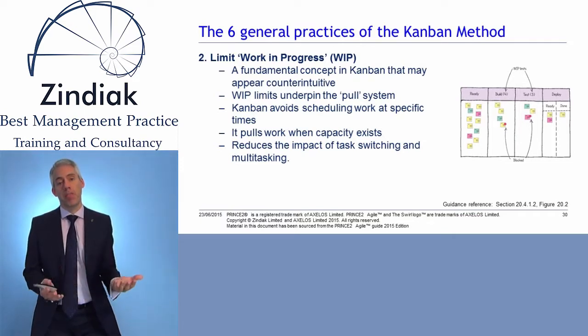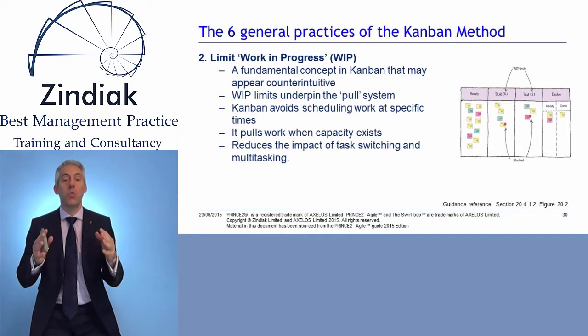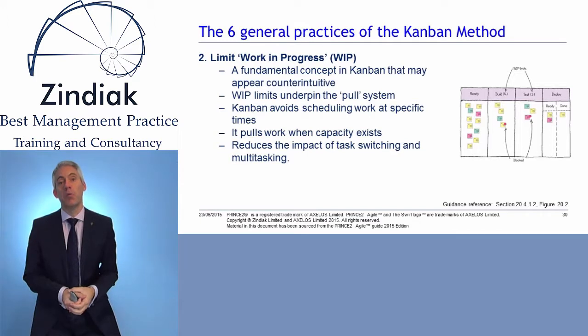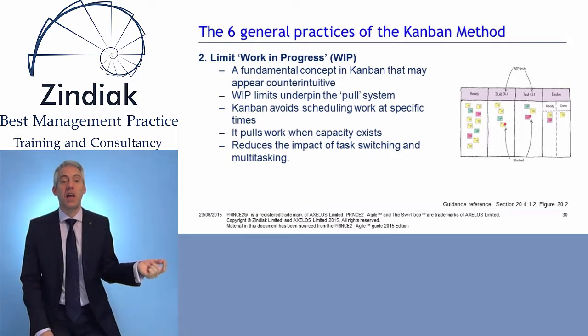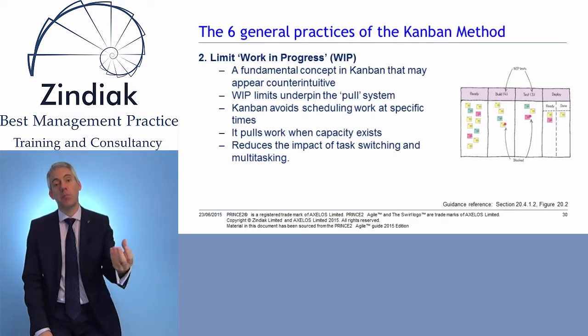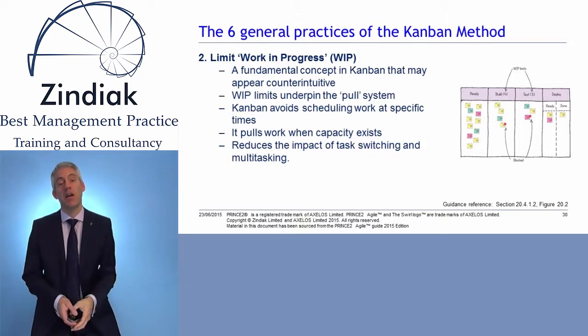And that's the basic idea behind the limited work in progress in the Kanban method. We don't want to swamp the development team with more work than they're capable of delivering. And as you can see on the slide, it says work in progress limits underpin the pull system. The idea is that the development team pulls work to them, so they only take work on that they think they can deliver within the period of time allocated.